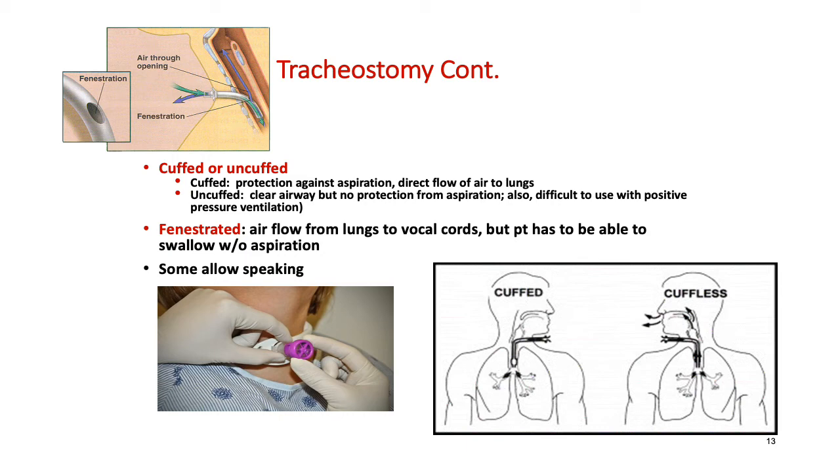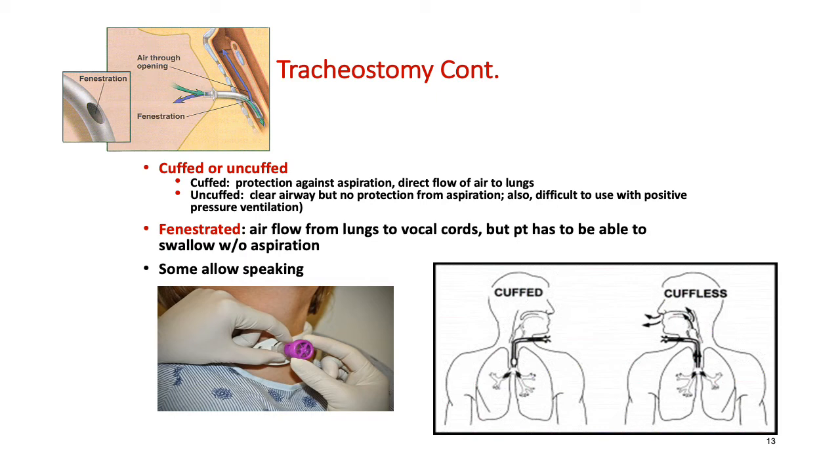There are also fenestrated tubes. Fenestrated tubes have little holes in them. There's also an example of that on the slide. And these holes will allow for air to also flow up and over the vocal cords so that a patient can speak. And patients who do not have a risk of aspiration can have fenestrated tubes.